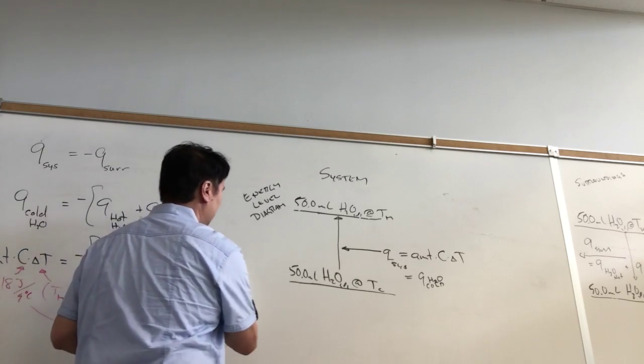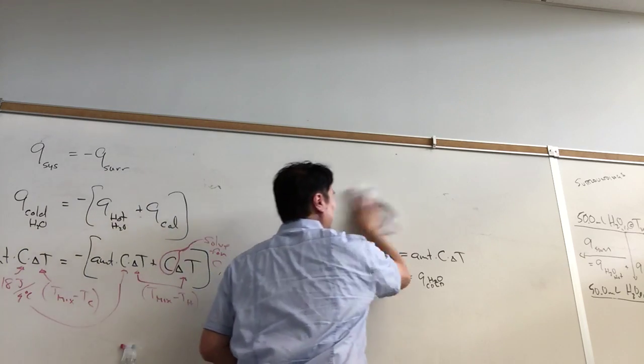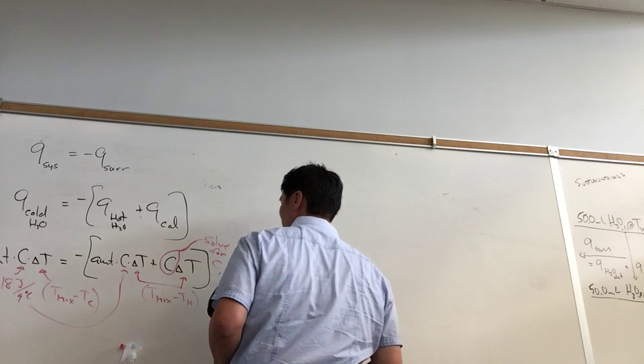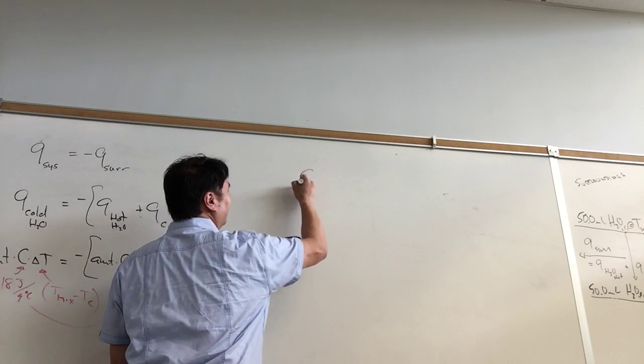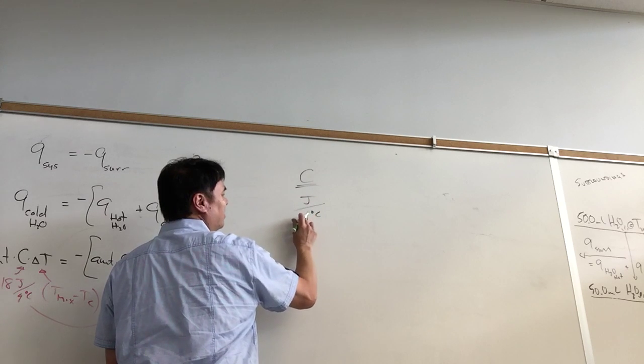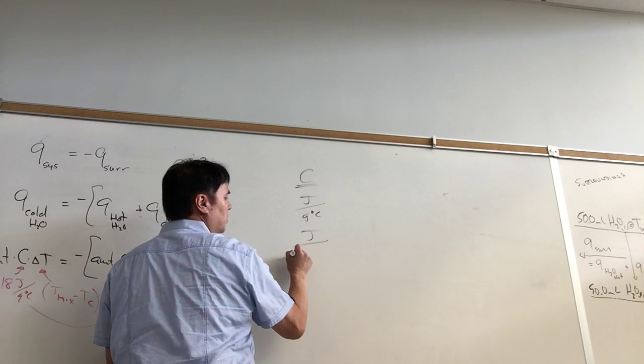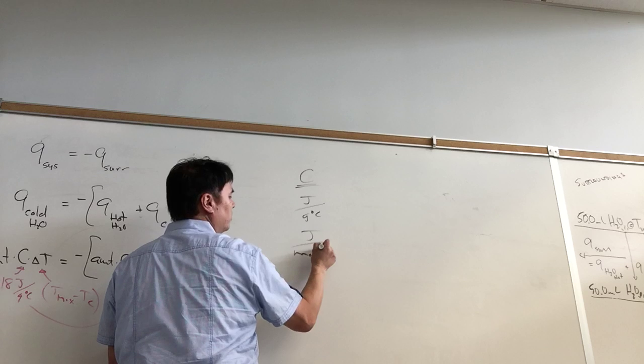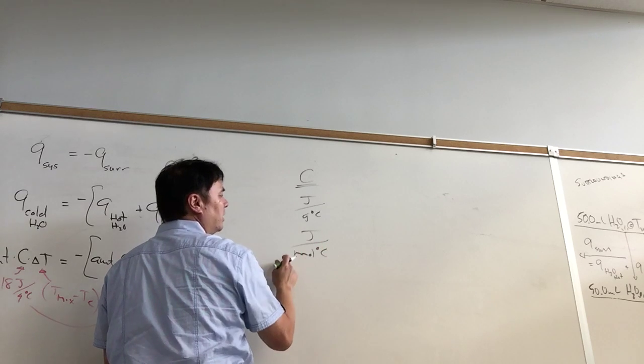I don't know, did I talk about this? Heat capacity has 3 different common units. The units for C are going to be in joules per gram degrees C. That's called the specific heat. Joules per mole degrees C. That's a molar heat capacity.